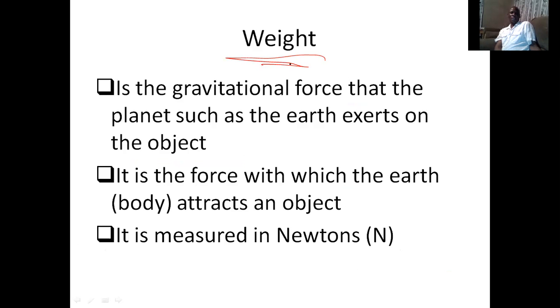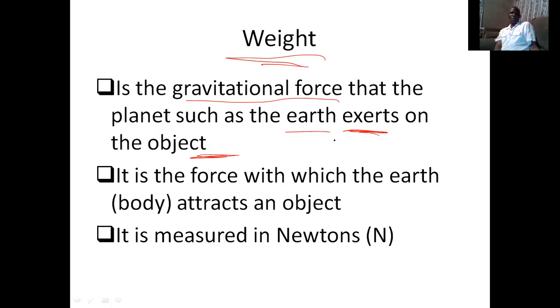Weight is the gravitational force that a planet or a body exerts on that object. In other words, if an object is near the Earth, it will be attracted towards it. So there is a force pulling it, which is known as the gravitational force. Similarly, in other planets as well, there is gravitational force. And this gravitational force is different in different planets and in different locations.